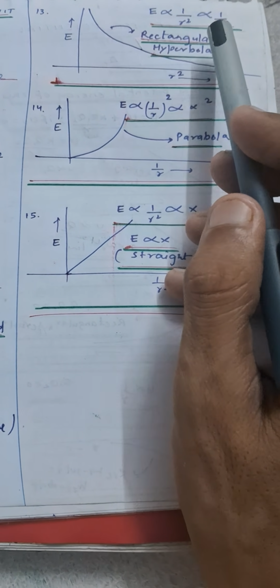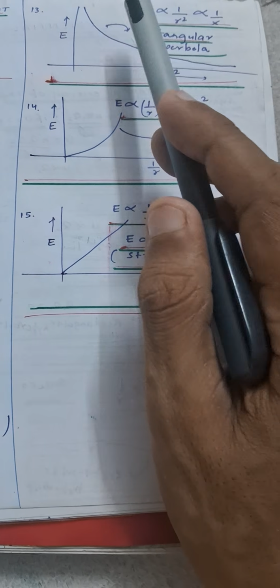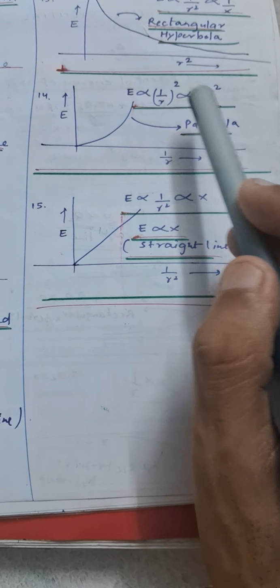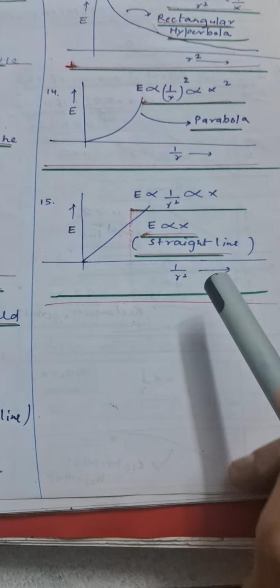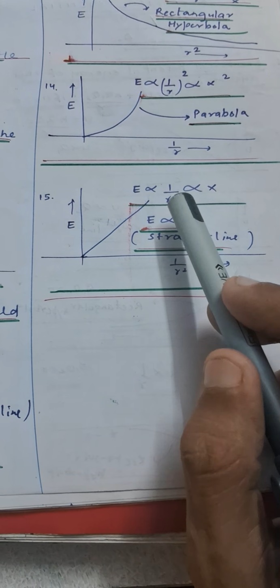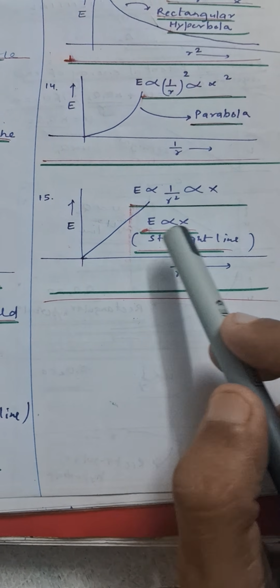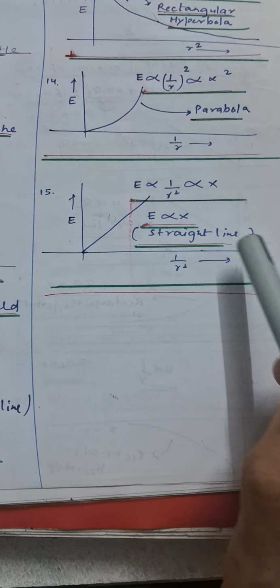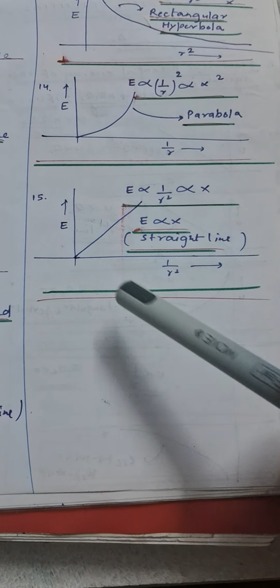We can take r square as X. So E is proportional to 1 by X. So the graph here will be a rectangular hyperbola. Then we have graph between E and 1 by r. We can take 1 by r as X. So the relation will be E proportional to X square. So the graph will be a parabola. And then we have a graph of E versus 1 by r square. We take 1 by r square as X. So we have the relation E proportional to X, which corresponds to a straight line. So that means the graph will be a straight line.